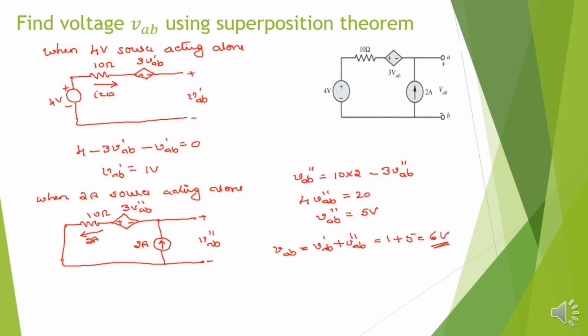So irrespective of whether the voltage parameter or the current parameter needs to be calculated, the concept is the same. Calculate the parameter using one of the sources at a time by making the other sources 0. And then at the end add all the responses. This is what the superposition theorem says.